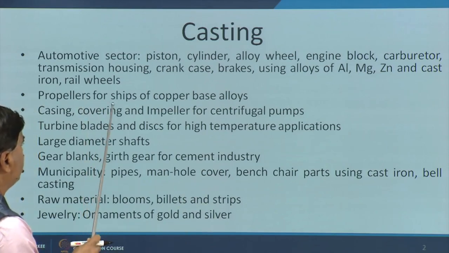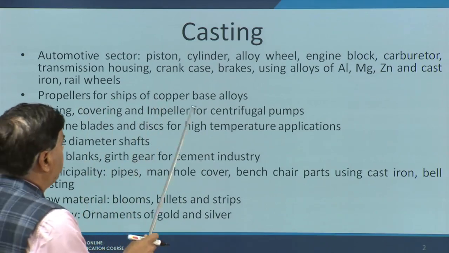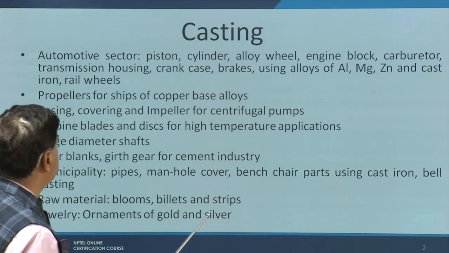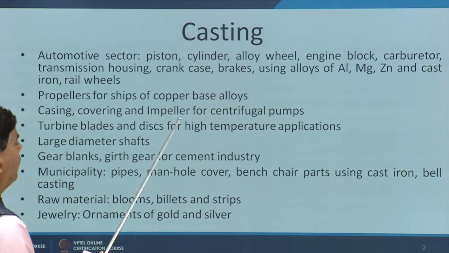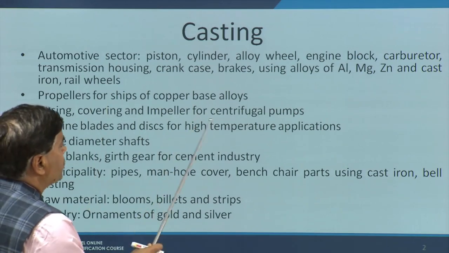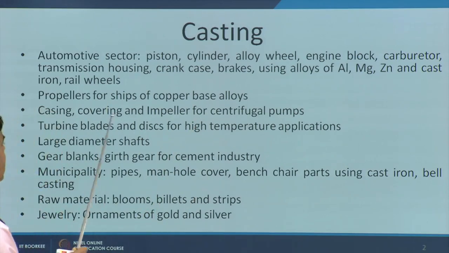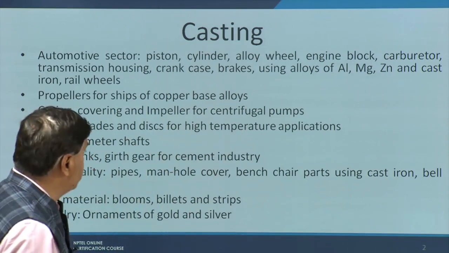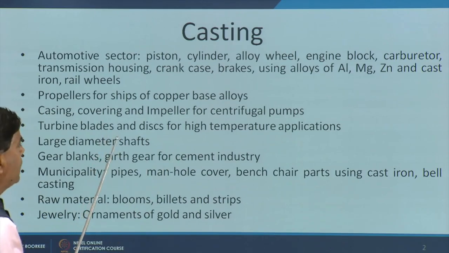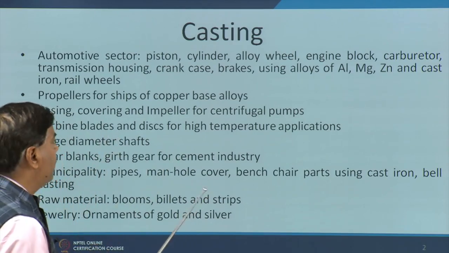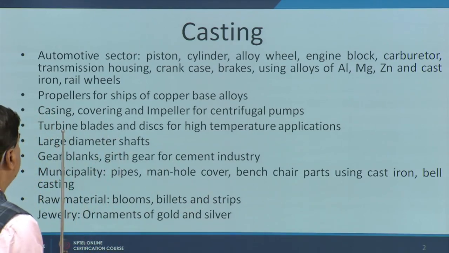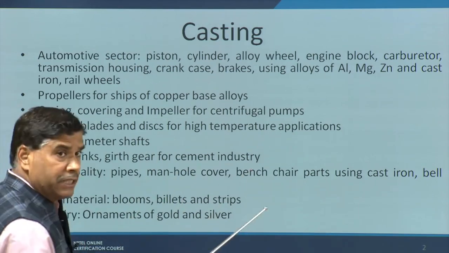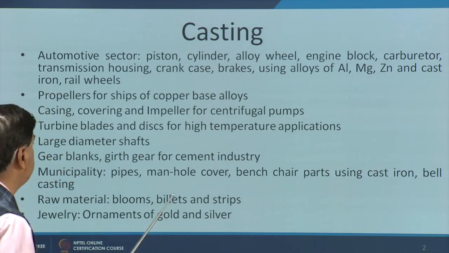Similarly, propellers for ships are made of copper based alloys. They are also made using the casting process. Then components of centrifugal pumps like casing, coverings and impellers are made using the casting process. In case of the thermal power plant, the turbine blades and their discs for high temperature applications are made using the casting process.